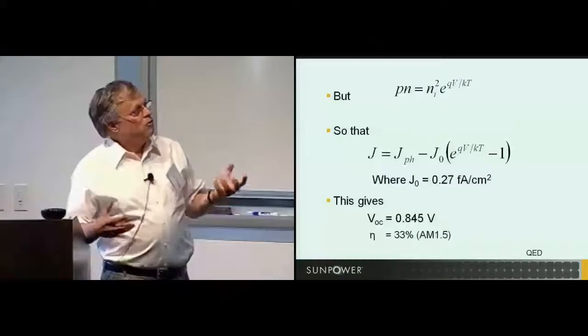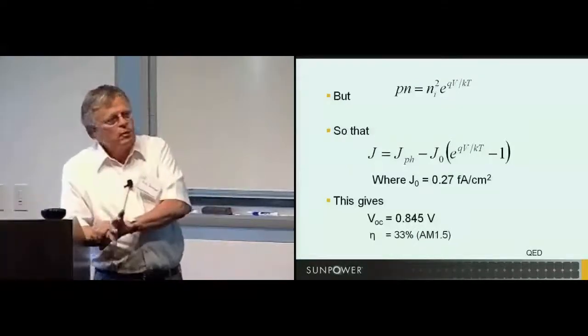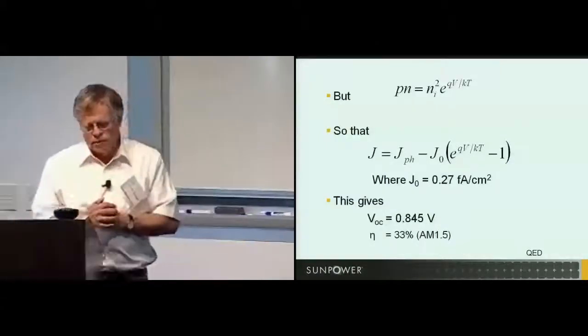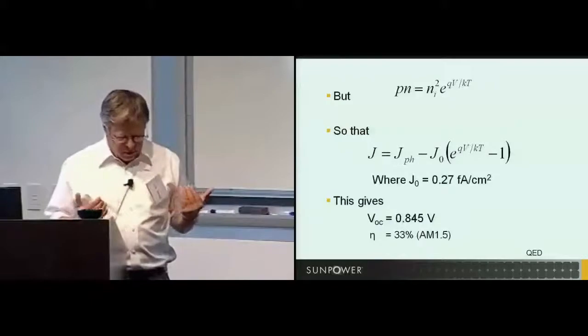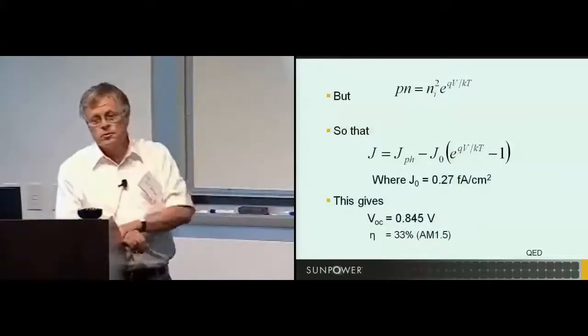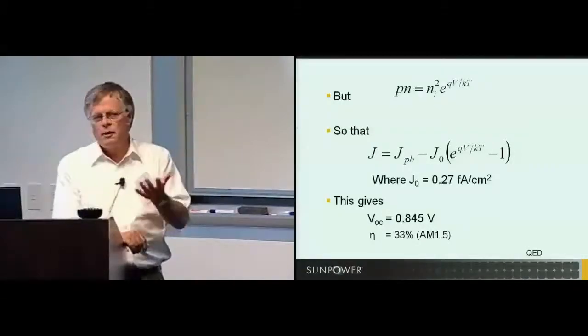You get what looks like the diffusion equation for a standard diode, although it's derived completely thermodynamically. But you get a really high open circuit voltage. So that says if the saturation current J naught is 0.27 femtoamps, the open circuit voltage is 845 millivolts. Voltages have been coming up.